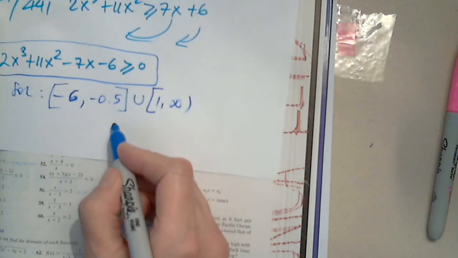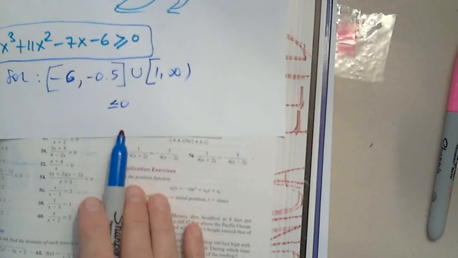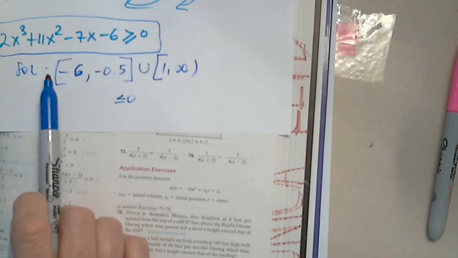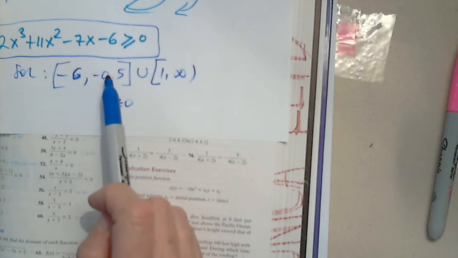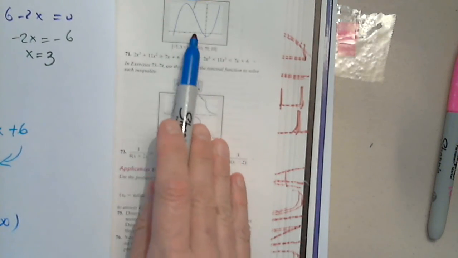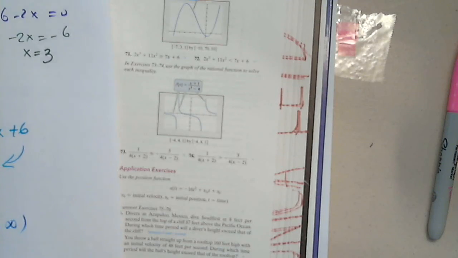Now, if I had the less than or equal to, of course, I would be using negative infinity to negative 6, union negative 0.5 to 1. That's where the graph is below the x-axis. Any questions? So that's how we read or solve inequalities using a graph.